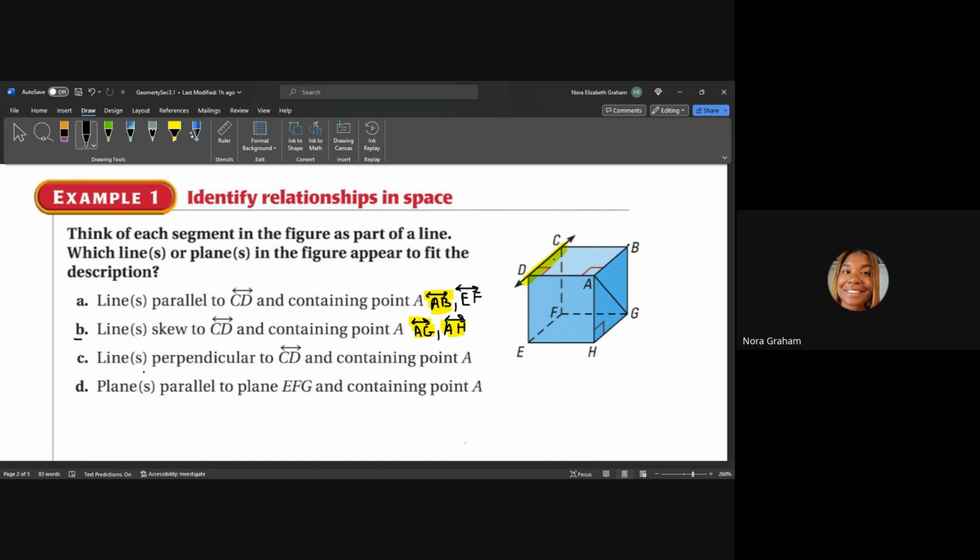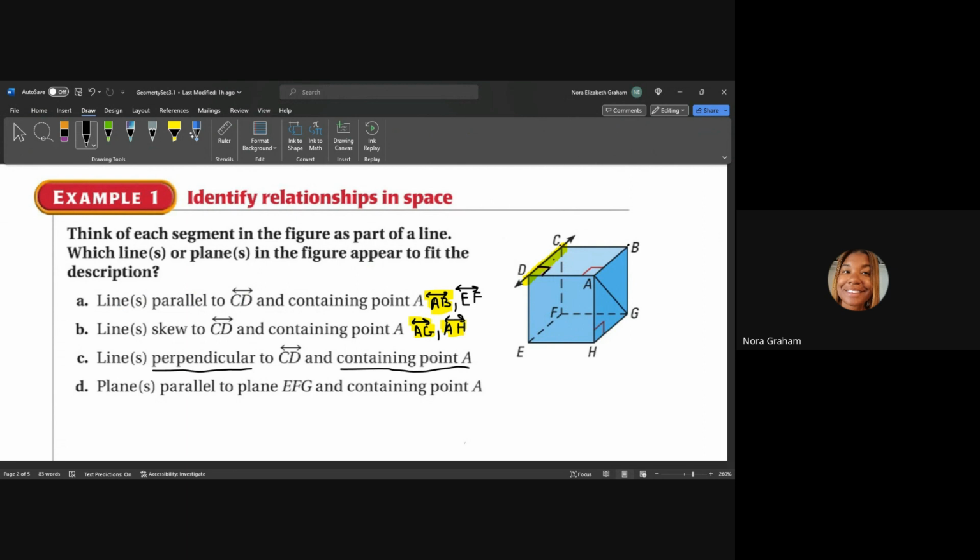So for C, we're looking for lines that are perpendicular to CD. So remember perpendicular? That means lines that do intersect CD, but then at the same time, they create this little box right here, right? And that box indicates that it creates a 90-degree angle, right? So ones that I can list out that are perpendicular. Again, we do have to remember this other condition, but let's list out all the perpendicular lines first.